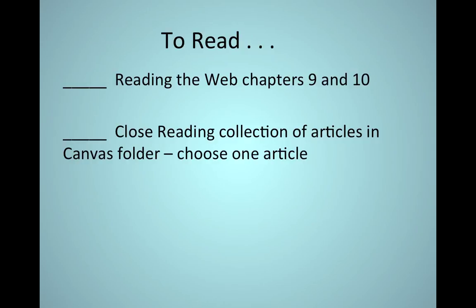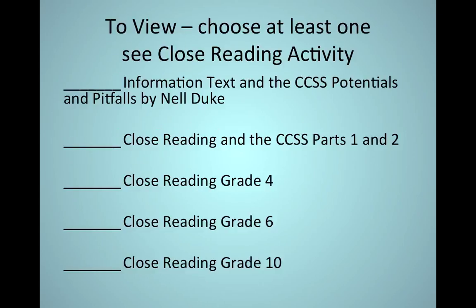So you're going to start off reading chapters 9 and 10 in our text, and doing some reading about close reading. In a separate module, not the Unit 5 module, there is a collection of articles about close reading. When you open that, you'll see lots of different articles. You're just going to choose one that sounds interesting to you, and you'll be reading that. You'll also be viewing one of the videos about close reading. So you can choose which one seems to be the most applicable to you.